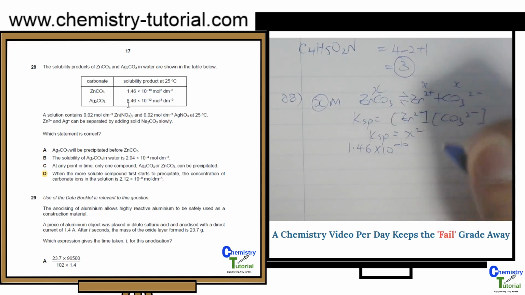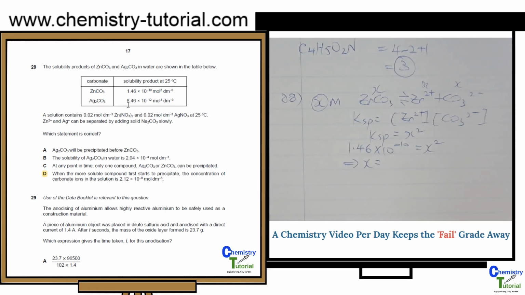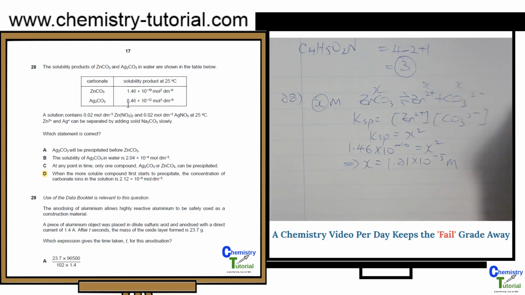and the Ksp of zinc carbonate is 1.46 times 10 to the power of minus 10, equal to X squared. So let's find out what X is. We just have to do a square root of 1.46 times 10 to the power of minus 10, giving us 1.21 times 10 to the power of minus 5 moles per dm cube. This is for zinc carbonate.